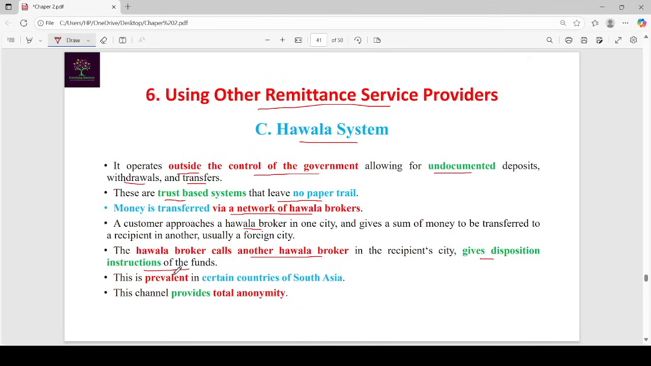This Hawala system is prevalent in certain countries of South Asia. This channel provides total anonymity. That's why it attracts money launderers or criminals or terrorists. So they use this system for their illegal activity. They use this system to send their illegal money to the intended locations.